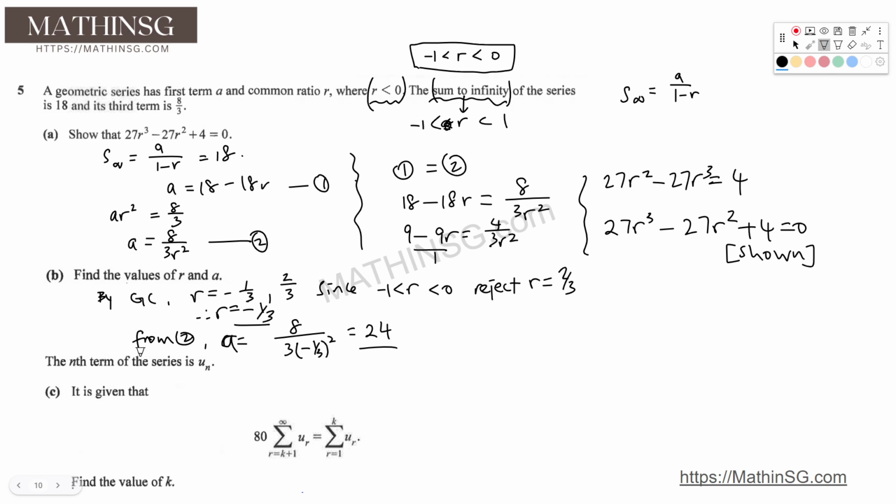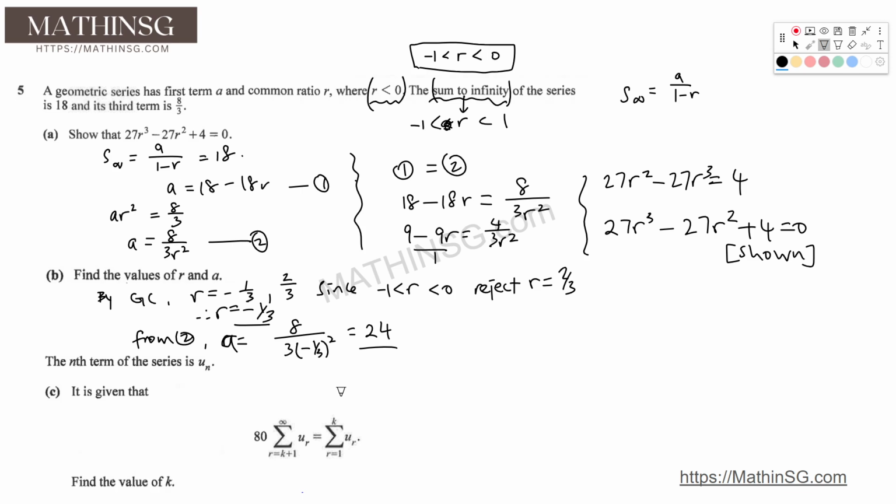Next, we are given the nth term of the series, U_n. It is given that this holds, and we need to find the value of k. So we know that 80 times the sum of the (k+1)th term all the way to the infinite term is equal to the sum of the first to the kth term.